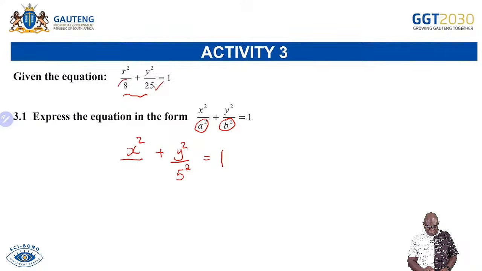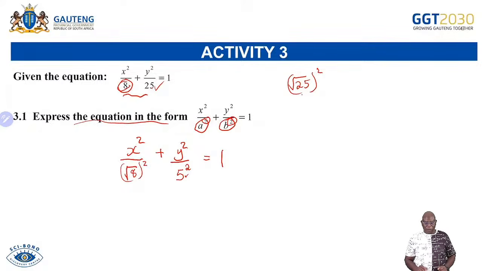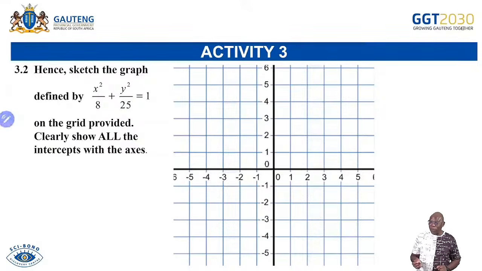So once we have things like this, I can write it as square root of 25 squared. I can write that number like that. So it means that in the 8, I can do the same. So I can have square root of 8 squared, because I need these squares here according to the question. All right. So I can still write it like that there, because I know the square root of 25 is 5, so that's why I wrote it as 5 squared. Okay. All right.